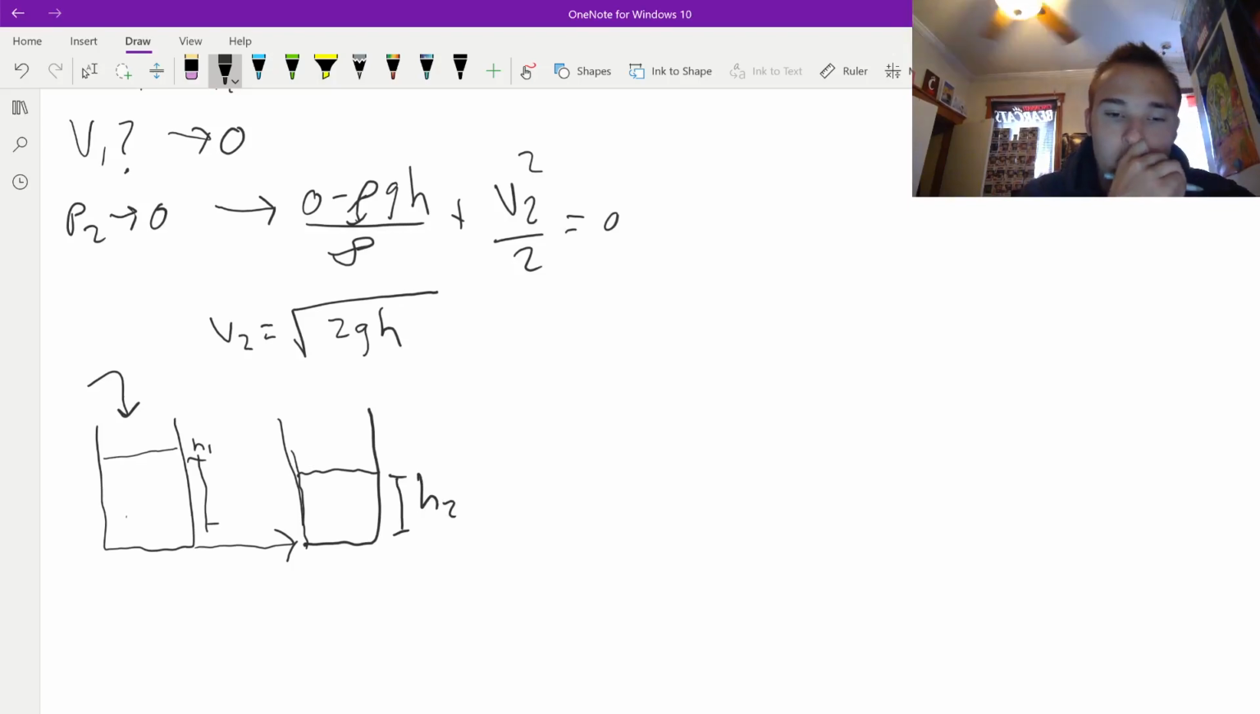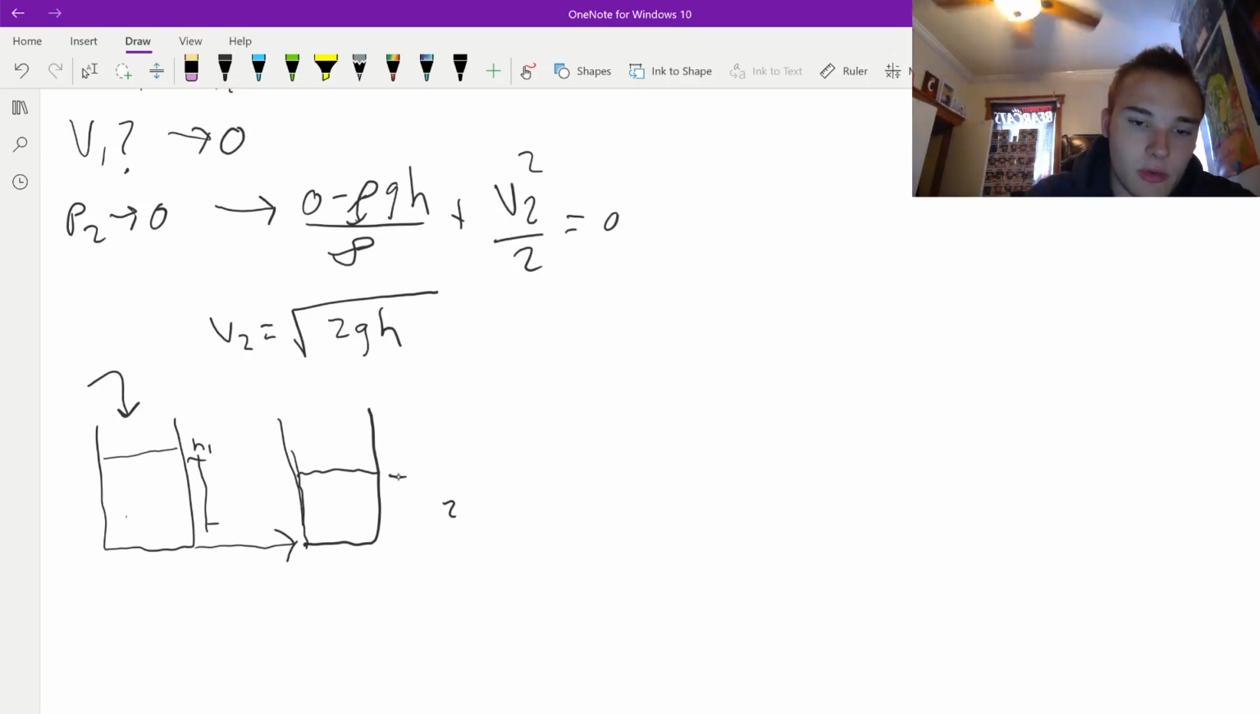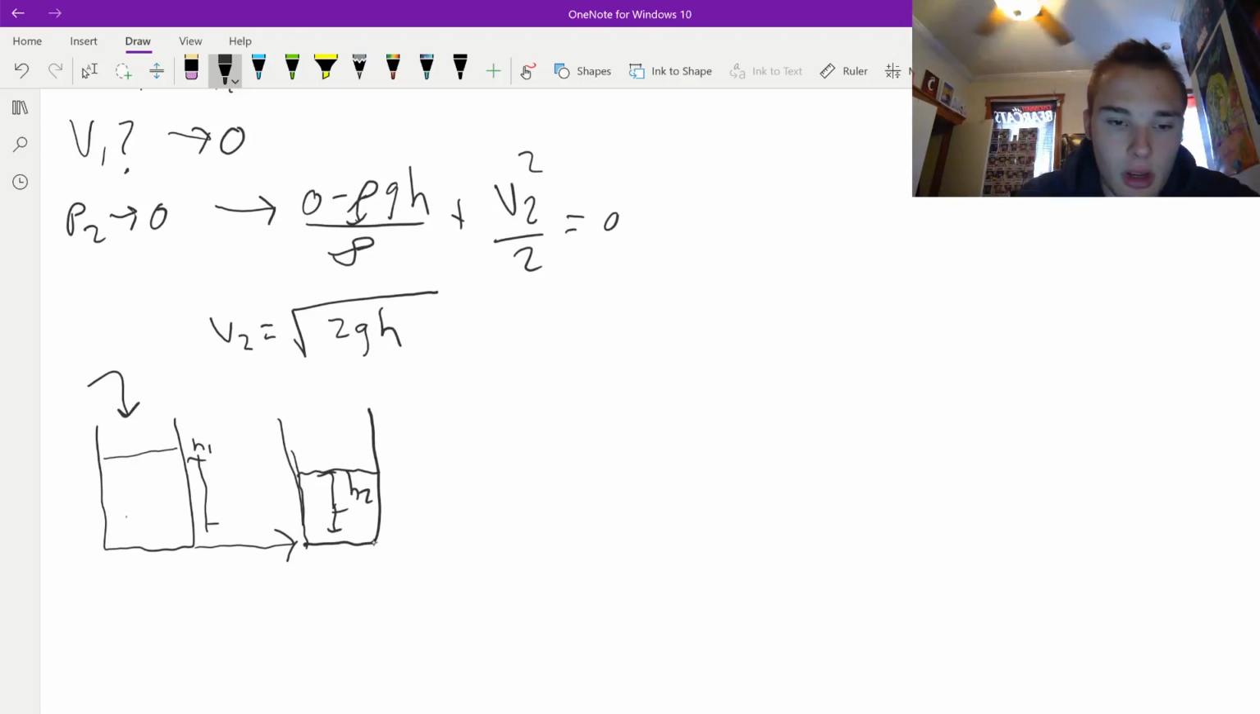So we have our H2 right there, and I'm going to just move that because we're going to draw some. So we'll just have our H2 right here. We'll call the height of that fluid H2, and this is going to be flowing out of that tank. And this is all steady state.